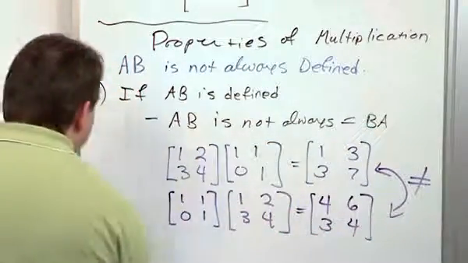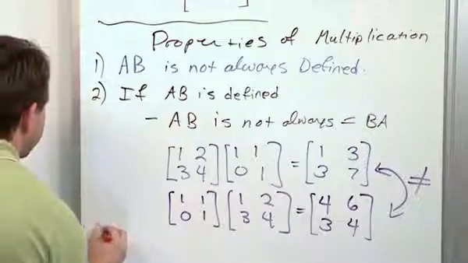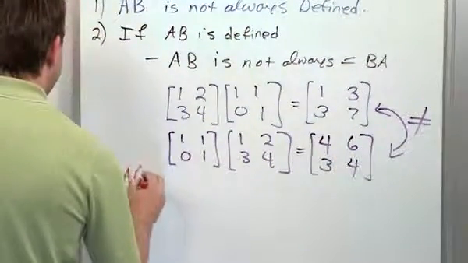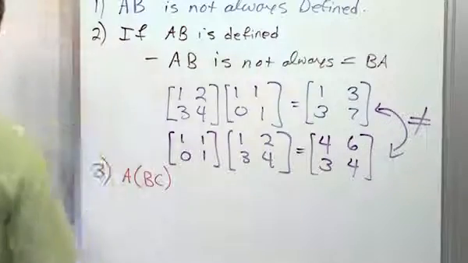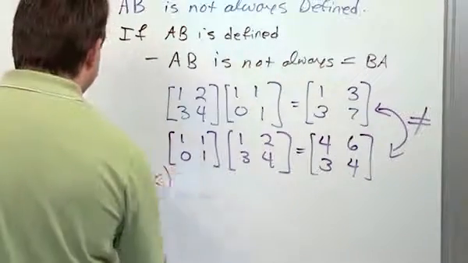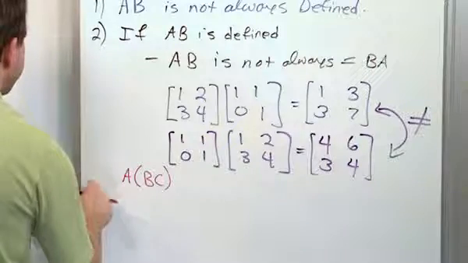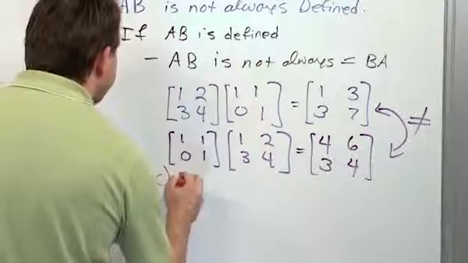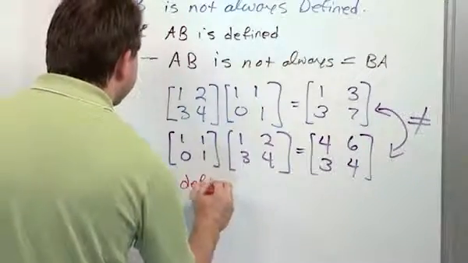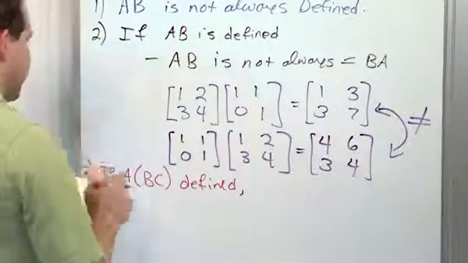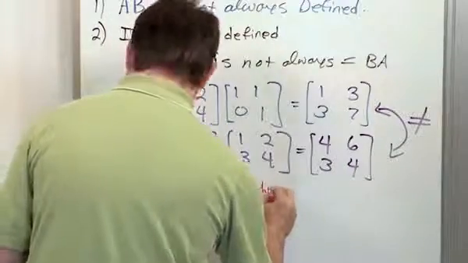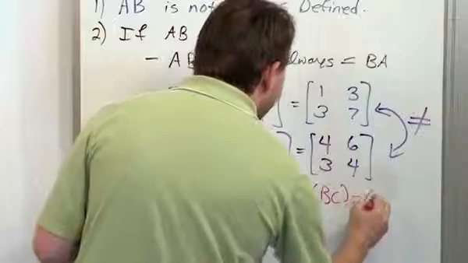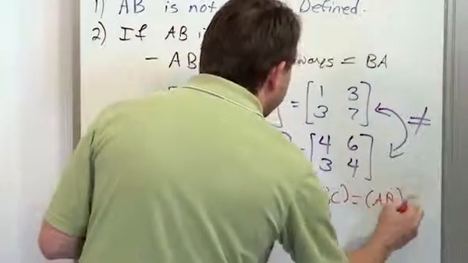Another property I want to share with you before we finish this little part here is matrix A times BC. If it's defined, let me go ahead and do it like this. What I meant to put is this: if this product is defined, then A times BC is equal to AB times C.